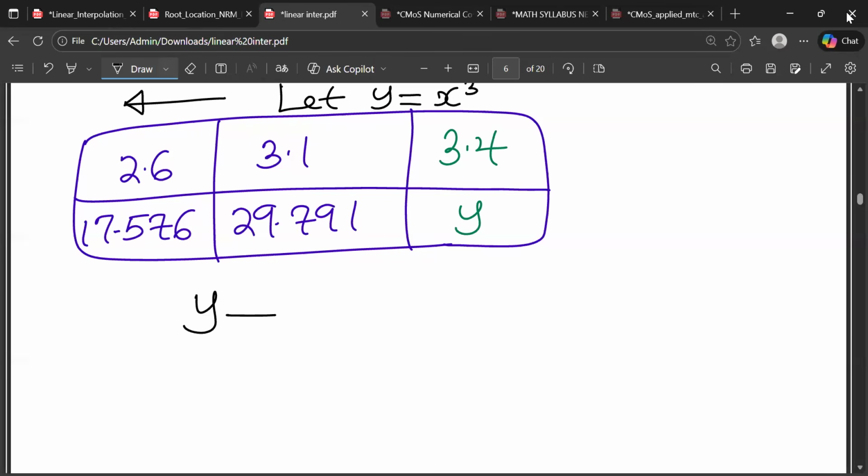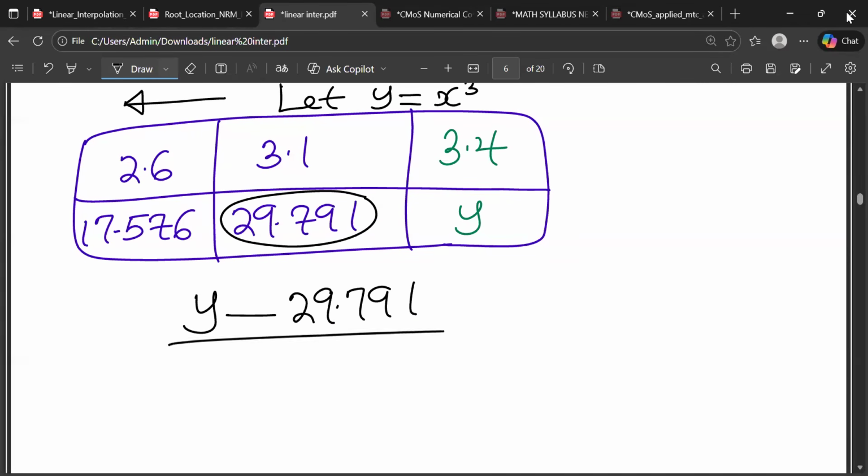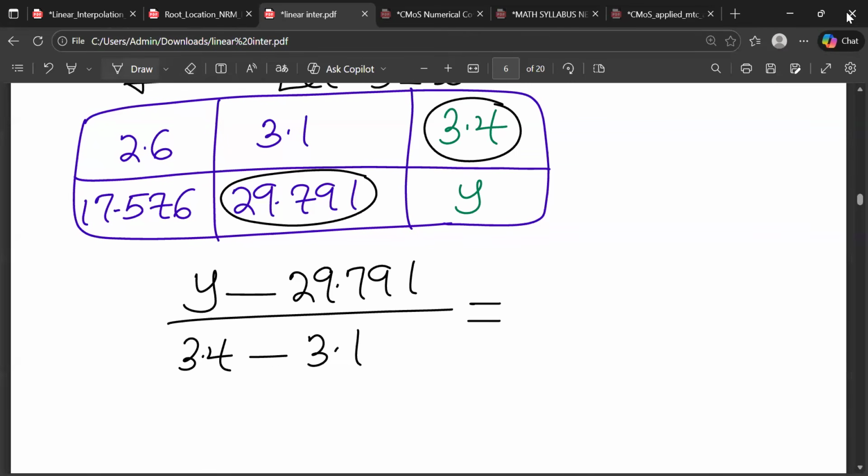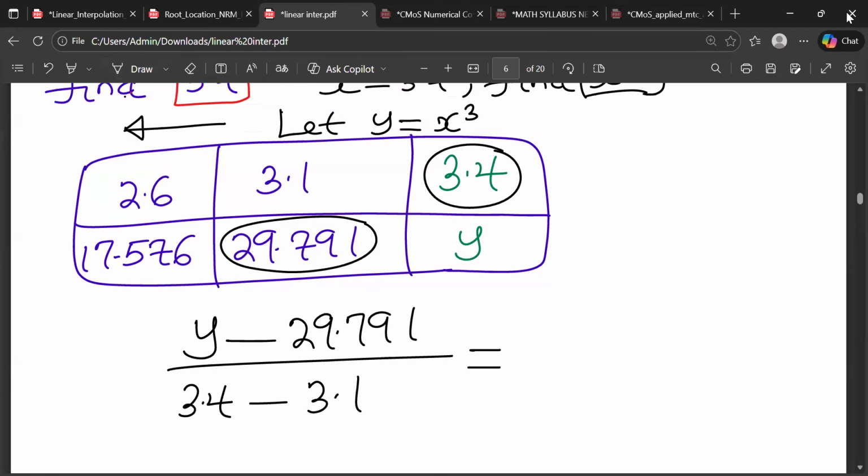So I can now say, let me use this one, y minus 29 point, or I can use the other 17, whichever I want, over, now I come, which value is above y, 3.4, minus, which value is above this one, 3.1. Then I come this side and I'll only put the known values, only the known values, considering that same direction.